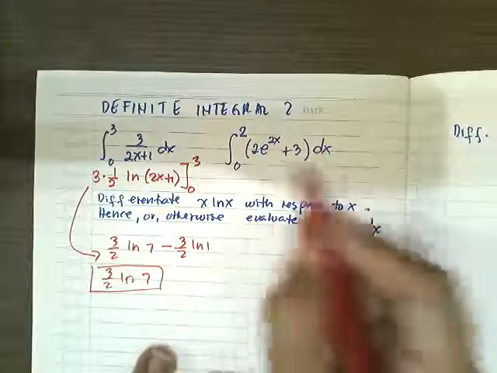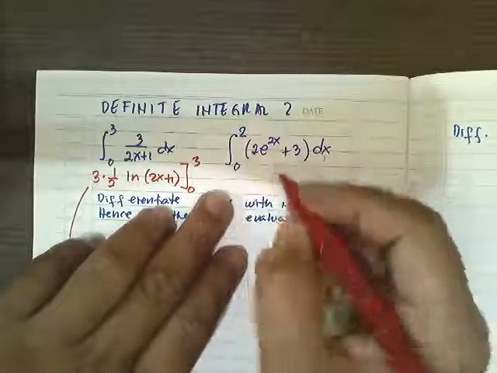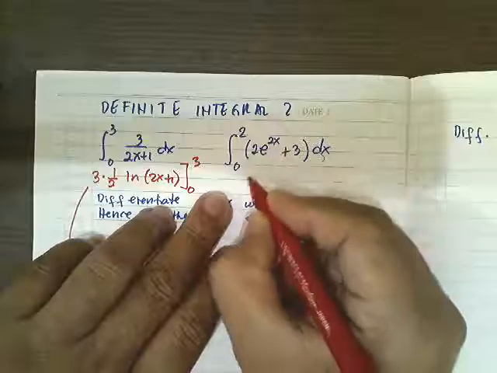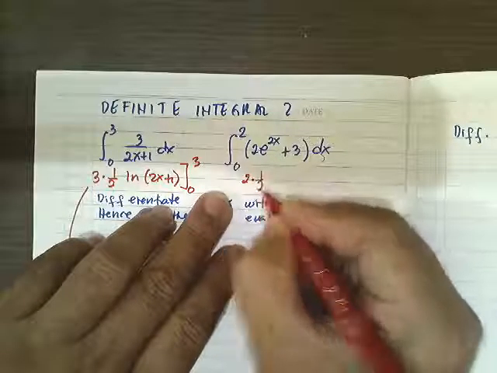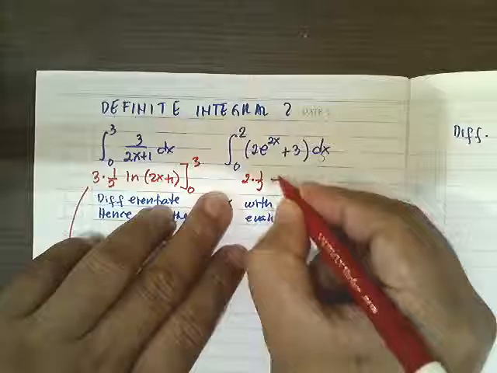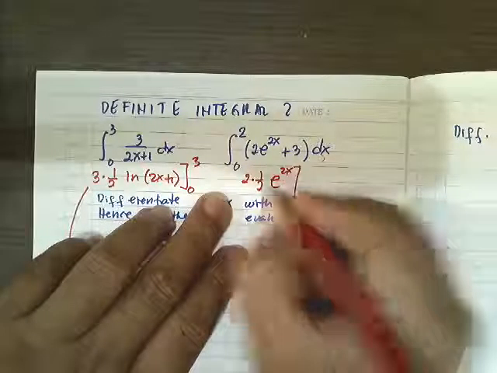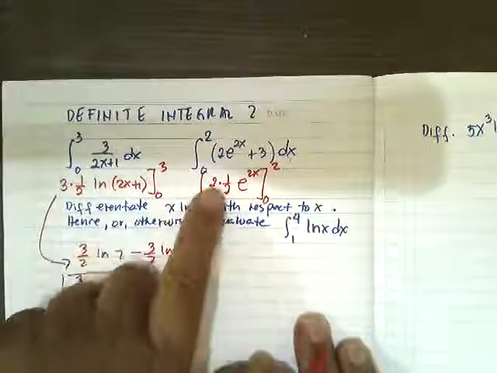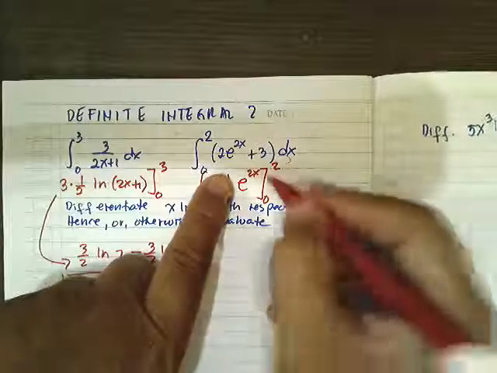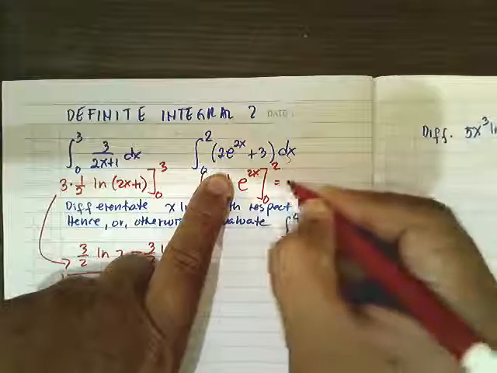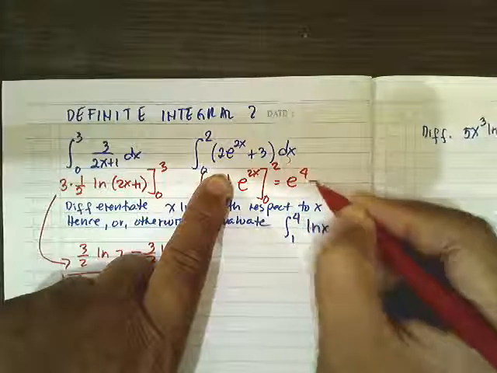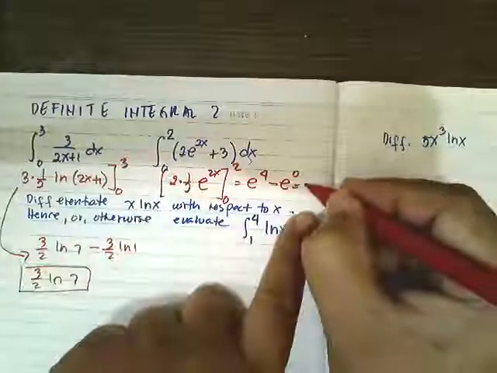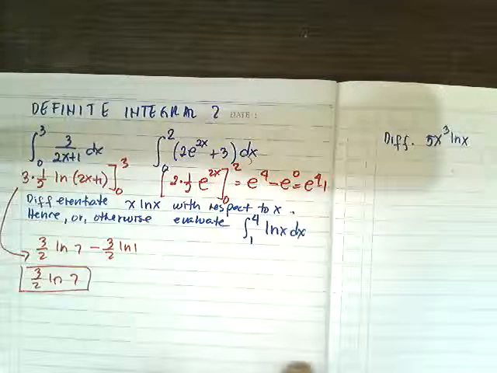Next, find the integral of this. The derivative of 2x is 2, so reverse that with 1 half. So 2 times 1 over 2, then e to the 2x, and then plug in from 0 to 2. So this is now e to the 2x only, then you plug it in. That is equal to e to the 4 minus e to the 0, which is 1, so the final answer is e to the 4 minus 1.